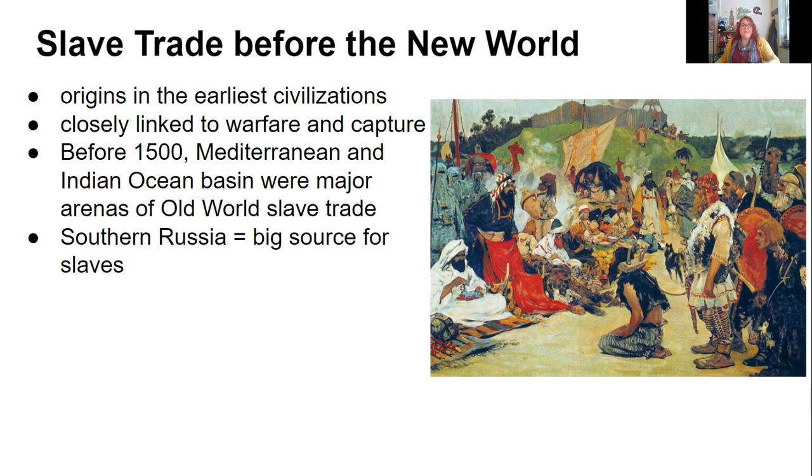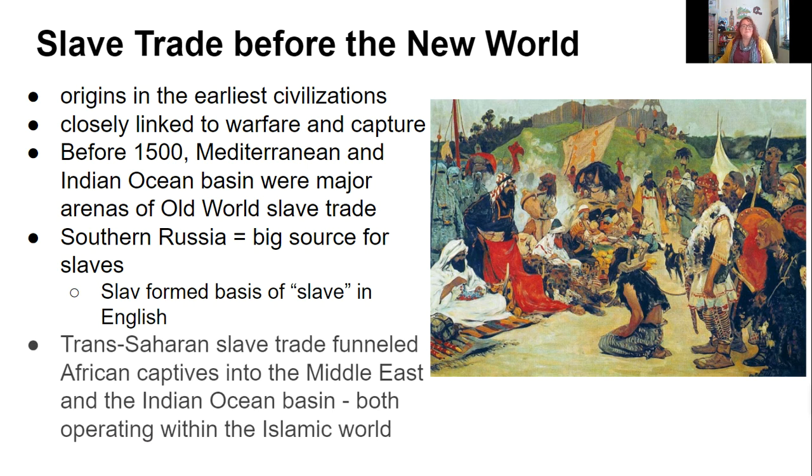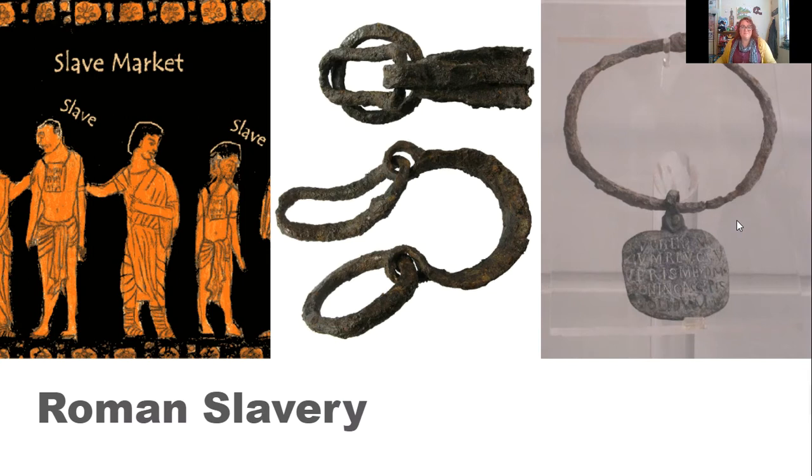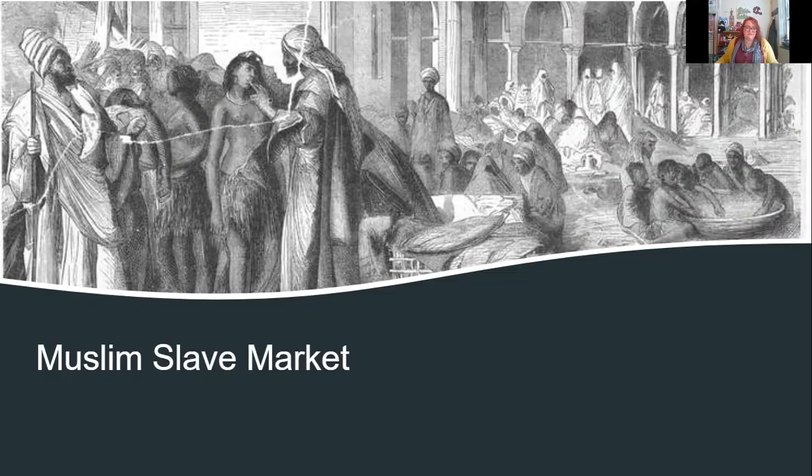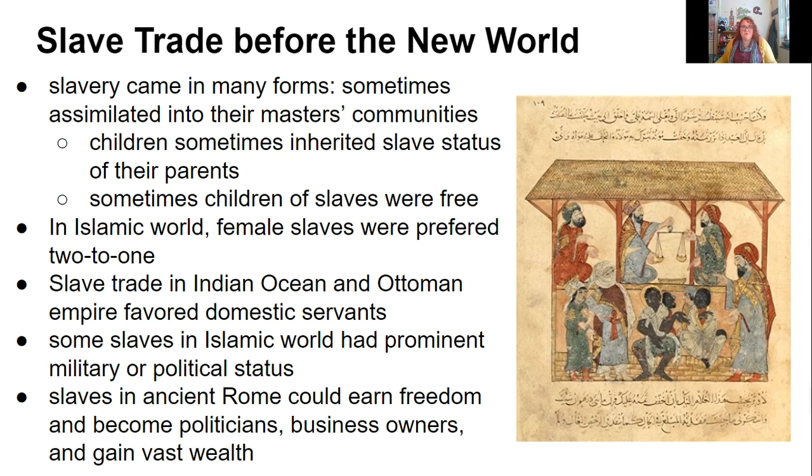Southern Russia was the biggest source of slaves because the Slavs formed the basis of the word slave. The trans-Saharan slave trade funneled African captives into the Middle East and into the Indian Ocean basin, both operating within the Islamic world. We also know that there were forms of slavery in ancient societies, such as Roman slavery. This is an example of Muslim slave markets. So slavery is nothing new throughout history.